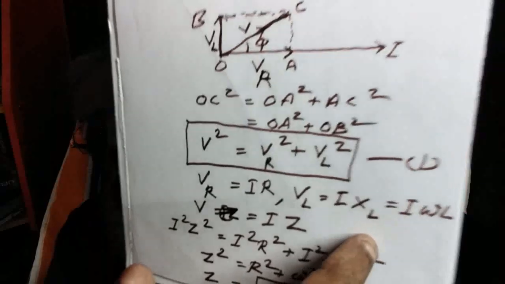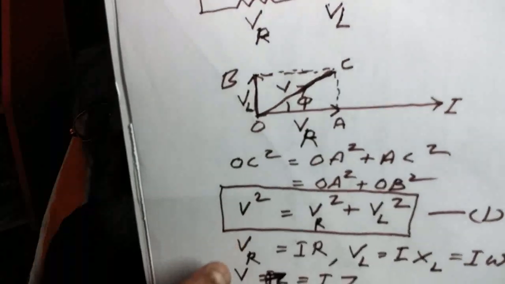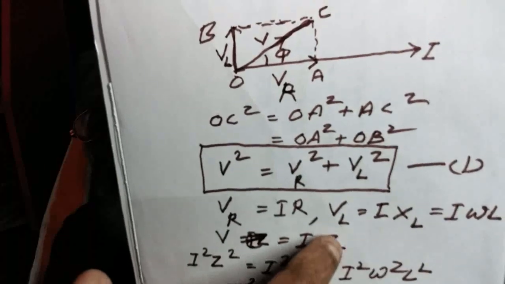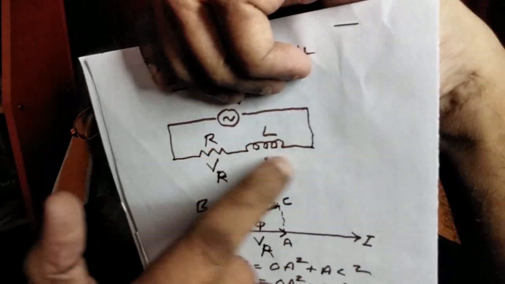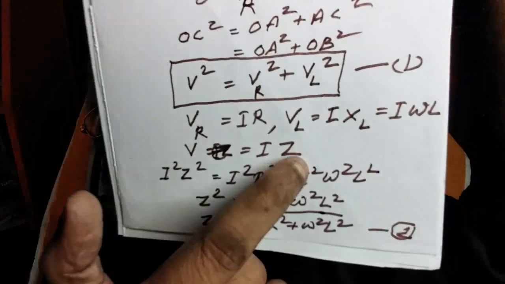VL equals I into XL. Remember, in the inductive circuit, XL is omega into L. Then the total voltage V must be equal to I into the total resistance of the circuit. We denote it by the capital letter Z. Z is called the total impedance of the circuit. Impedance is a combination of resistance and reactance.